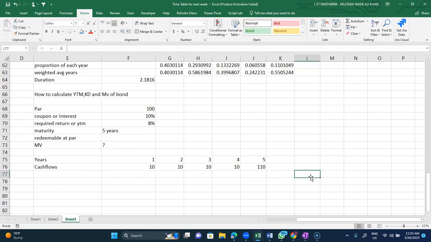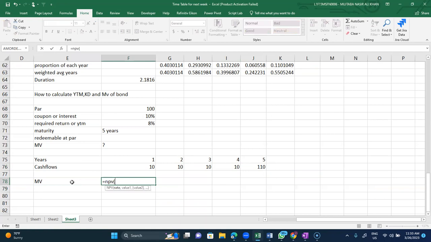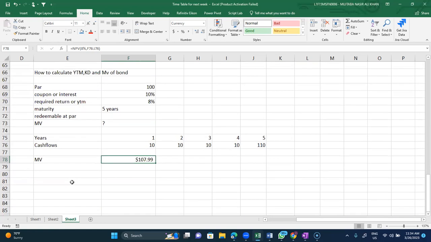What is market value? Present value of all cash flows, right? So how to calculate the present value of future cash flows? Using the NPV formula. NPV is equal to rate. What is the rate? Required return, discount rate, or YTM, 8%. Select all cash flows from year 1 onwards. So this is the market value of the bond, 107.9. Ignore the traditional formulas. Use this formula to calculate market value. In very few seconds you will be able to calculate it.